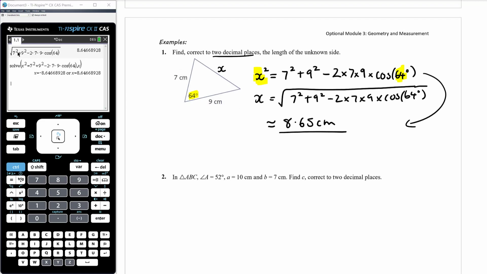Okay, so either do this one little thing of solving yourself by just taking the square root and working out the square root of all of that, or get your CAS to solve, either way.